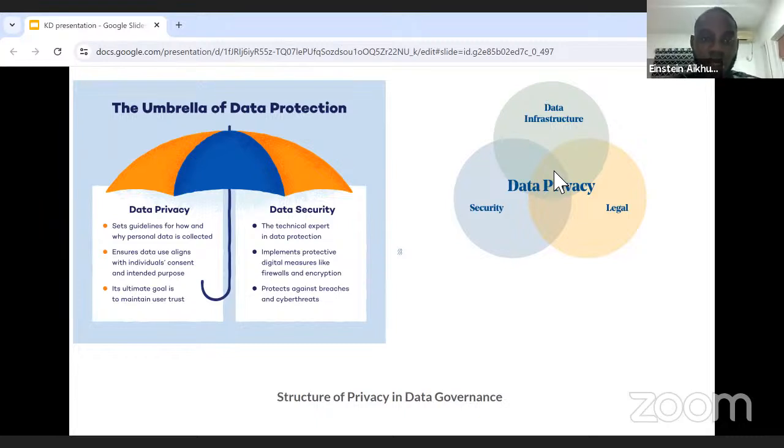To maintain user trust. Now, another umbrella under data protection is data security. The technical arm of data protection is data security. Data security implements protective digital measures like firewalls and encryption to protect your data from external bodies, and it protects against breaches and cyber threats. That's exactly what I had. Cyber hackers and threats: it's obligatory for the organization to always protect our data. A good organization is always obliged to protect our data against cyber threats and online breaches.